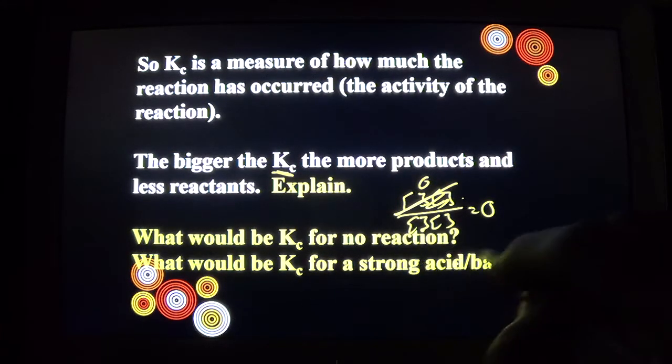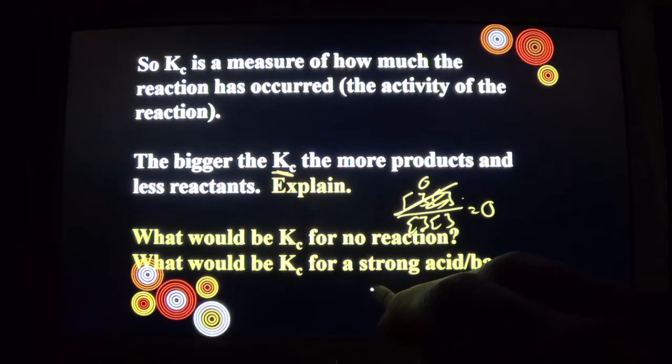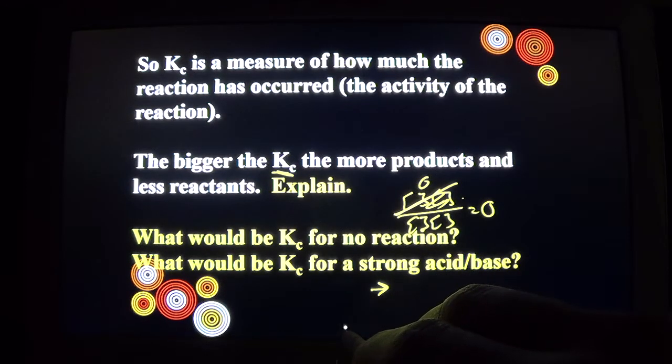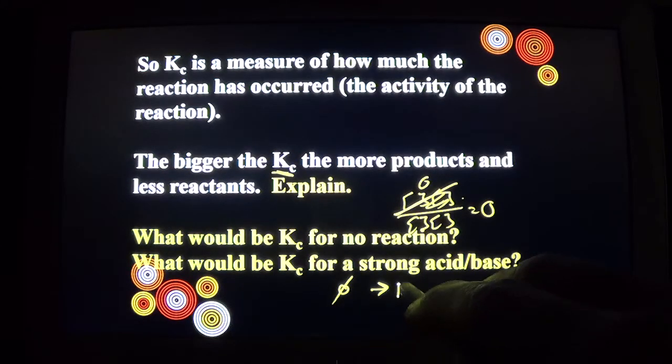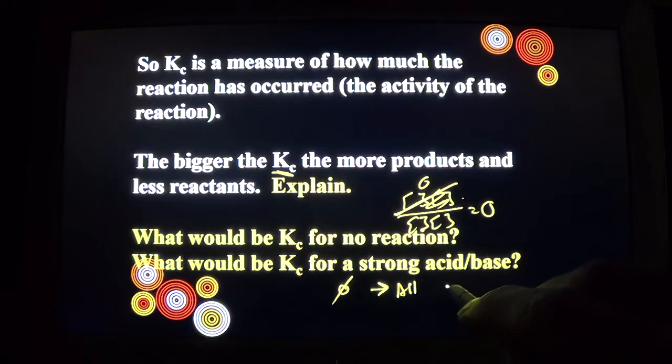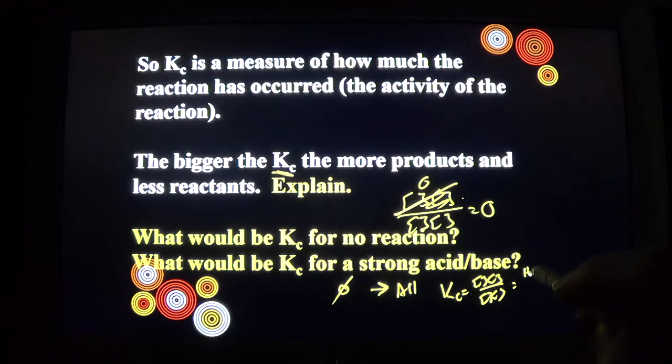What would it be for a strong acid, strong base? Now, by definition, we're going to say strong acids and strong bases ionize completely, meaning we have 0 reactants left and all products left. Now, this is going to be difficult to calculate because when we do concentration of products divided by concentration of reactants, we're going to get a huge number on top divided by 0. And you're like, oh, you can't divide by 0.